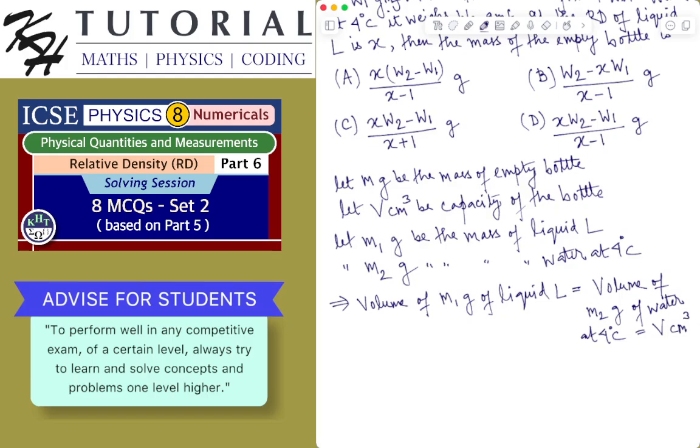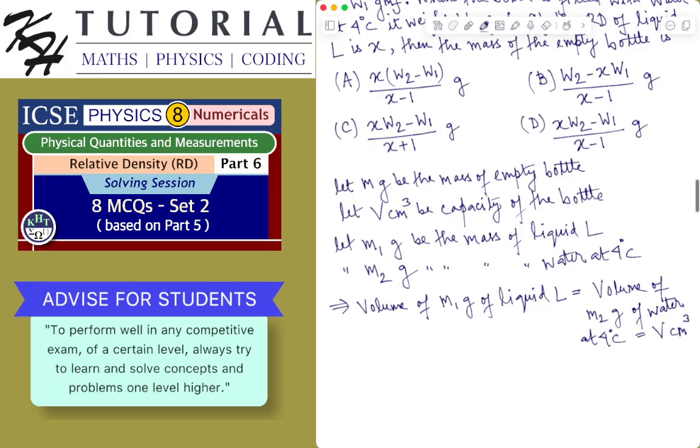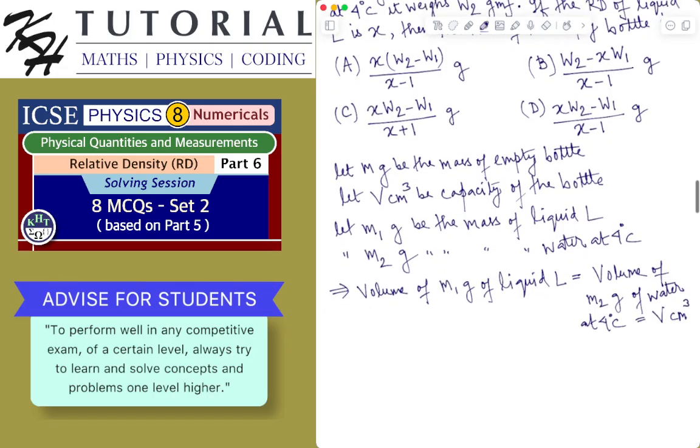Now, so this is the scenario. We have considered the mass of the liquid L, which is completely filling the empty bottle. That is the mass of the liquid L of volume V centimeter cube is m1 gram. Also, the mass of the water at 4 degrees centigrade of the same volume, that is V centimeter cube, is m2 gram. We are assuming this. So we have assumed the volume of the empty bottle, that is V centimeter cube, and we have assumed the mass of the liquid and the water. Also, we have assumed small m gram to be the mass of the empty bottle.